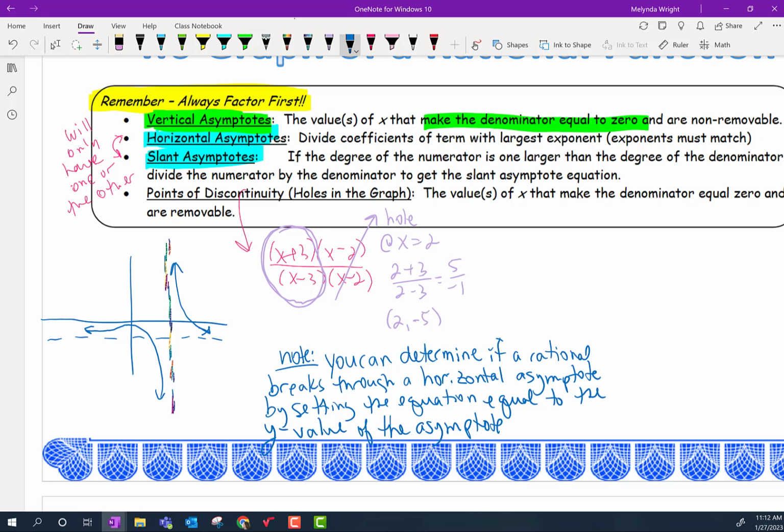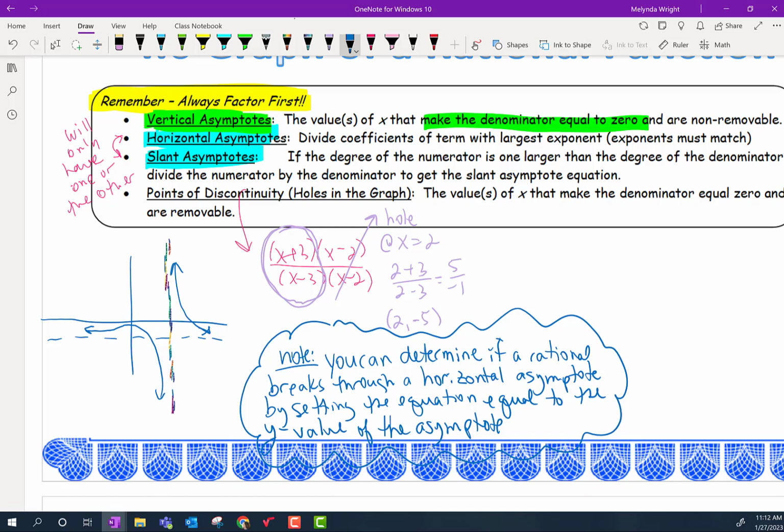So this technique is an excellent technique to determine if you have one of these functions behaving badly, where they break through the horizontal asymptote. They're not supposed to do that. That's bad, but from time to time, they do. We have an example where I can walk you through how to figure out if the graph breaks through the horizontal asymptote.